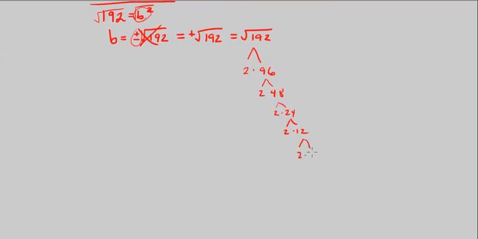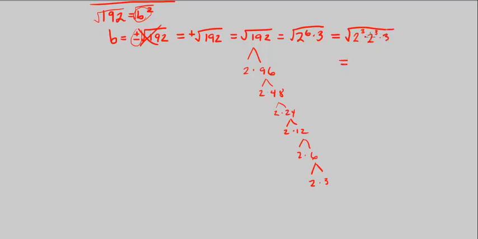12 divided by 2 is 6. 6 divided by 2 is 3. So how many 2's do we have? 1, 2, 3, 4, 5, 6. So 2 times 2 times 2 times 2 times 2 times 2 times 3 is equal to 192. So that's the square root of 2 to the power of 6 times 3. I'm simplifying this because we know 2 to the 6 is 2 to the 3 times 2 to the 3. We could have started that way if we wanted.